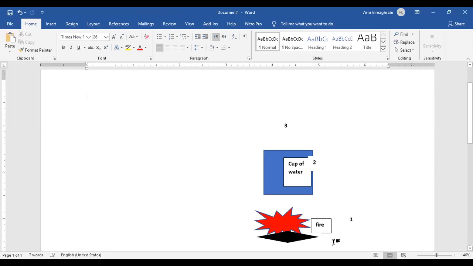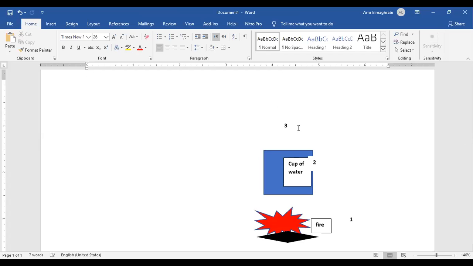Number 1, my hand in front of the fire. Number 2, my hand touching the cup of water. Number 3, my hand at the top here in the air. In which case conduction, which case convection, which case radiation happened? Okay? Just tell me number 1, and 2 and 3.